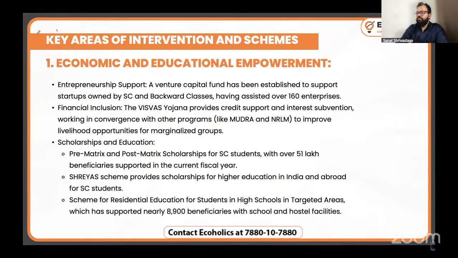Now, key areas of intervention: entrepreneur support, government is giving, financial inclusion, and scholarship. So all are there so that they can move out, if they get all kinds of support. Okay. So gender and social inclusion is there.